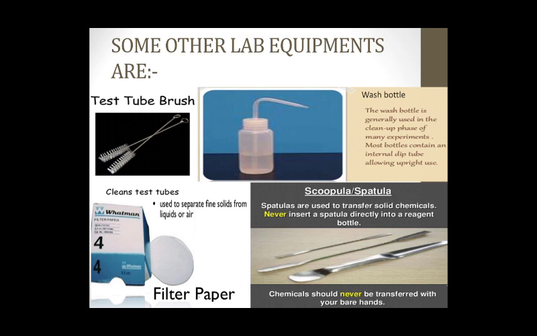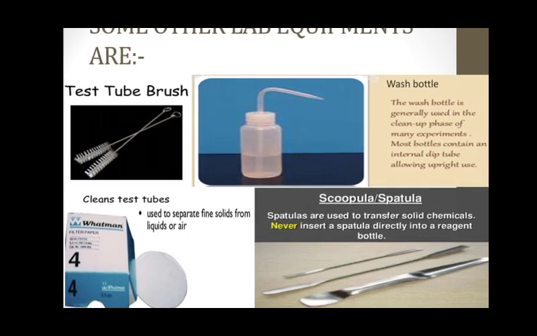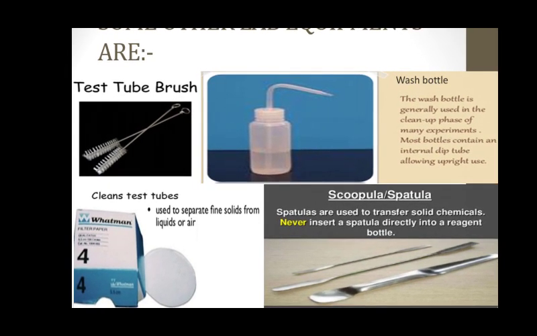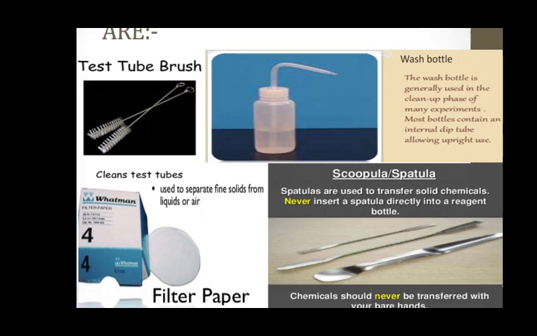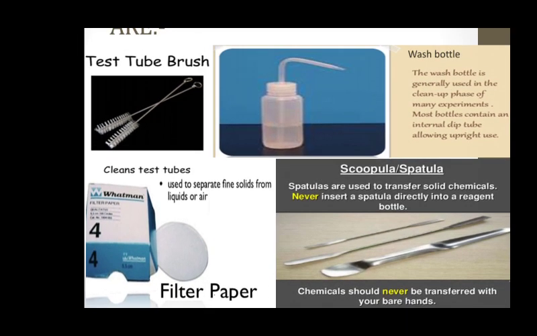You can see some more lab equipments. Here you can see test tube brush. Test tube brush is used to clean test tubes. Wash bottle, it is used to pour water in different apparatus or it is also used during cleanup phase. Next we have filter paper. Filter paper is used during the process of filtration and it is used to separate fine solid particles from liquid.